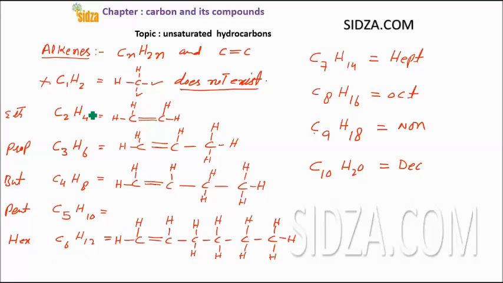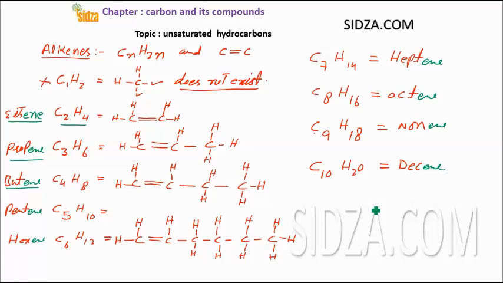Now, since this molecule belongs to the alkene family, I am going to use the ending ENE right here. So it will be ethene. The complete name will be ethene, and this one will be propene, and this one will be butene. ENE represents that it belongs to the alkene family. So this is pentene, hexene, so this will be heptene, octene, nonene, and this is decene, right?